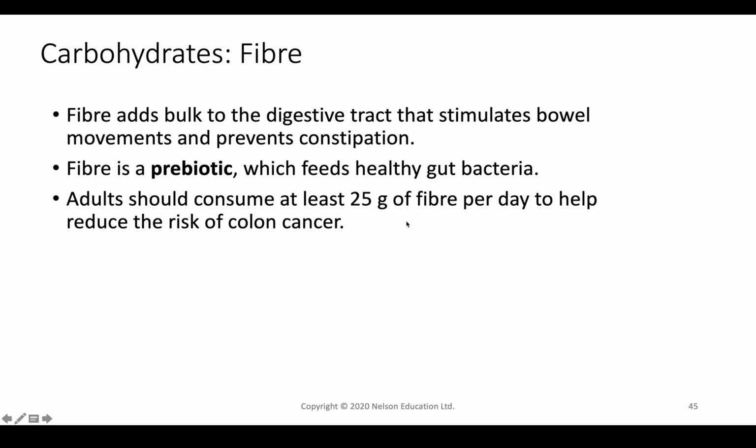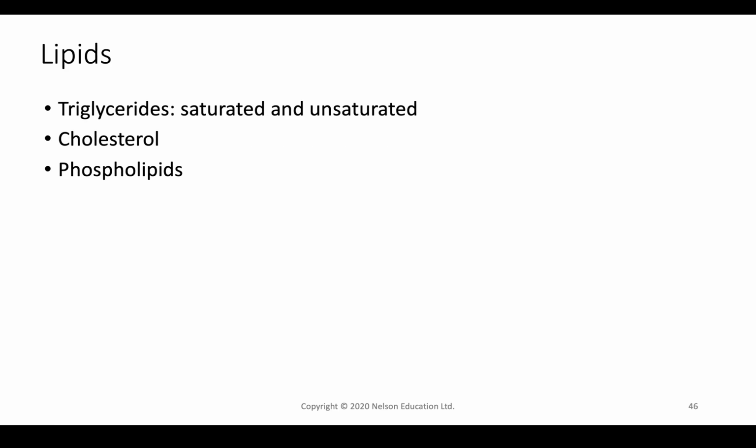And adults are recommended to consume about 25 grams of fiber a day in order to help increase this brushing, right? The broom going through is going to help reduce the risk of colon cancer, right? So the more your bowel moves, the less constipation, the more motion you got in there, the cleaner you keep it, basically, the less the risk of colon cancer. All right, so that's going to wrap up our carbohydrates.